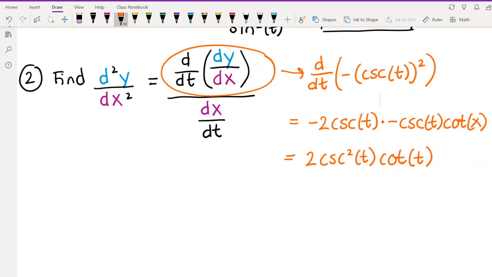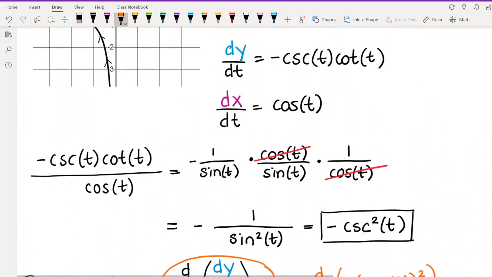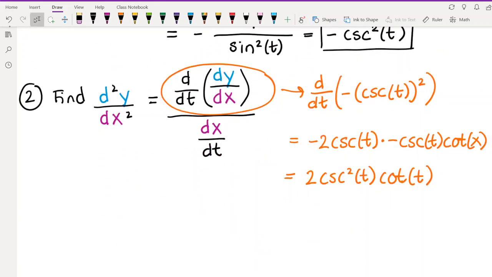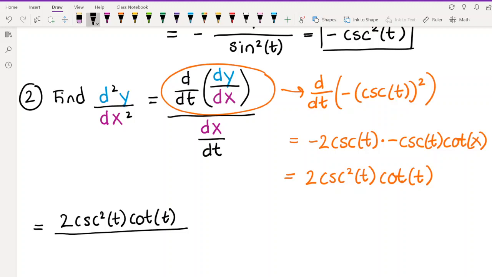And then we already know what dx dt is, right? We found that earlier. dx dt is just cosine of t. So let's put this all together and see what simplification we can do. So in the numerator, we get 2 cosecant squared of t cotangent of t. Oops, t, not x. And then in the denominator, we have dx dt, which was cosine of t.